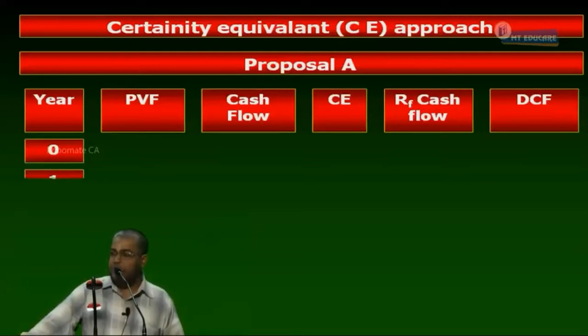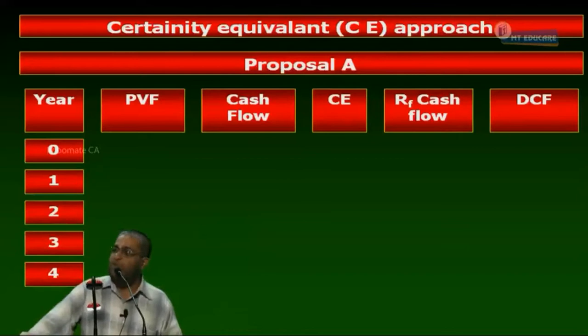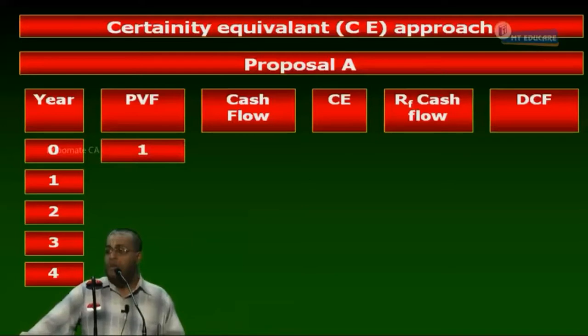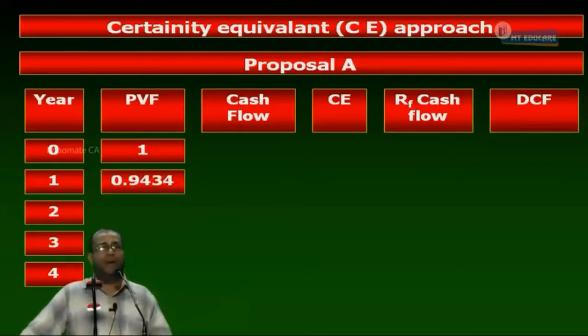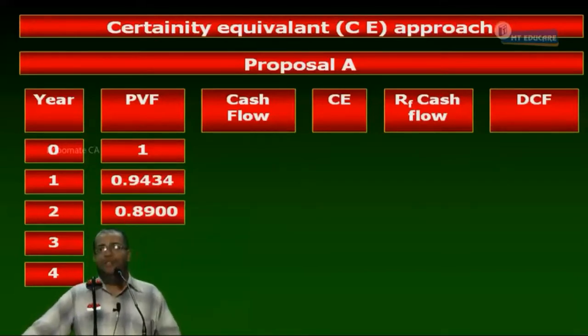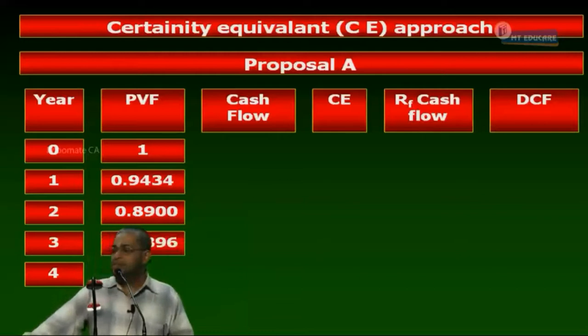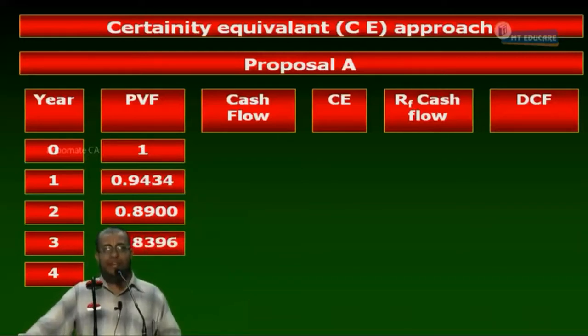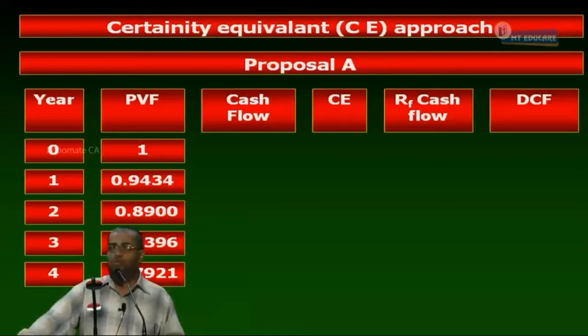Here 0, 1, 2, 3, 4. We'll add all the things together to find out the NPV straight away, not to find out discounted inflow and outflow. Year 0, 1, 2, 3 and 4. What is the present value factor for year 0? 1. You should discount it using 6%. Take the calculator, 1 divided by 1.06, you get 0.9434. Last problem also 6%, got about 0.9434. Next, 0.8900. Next, 0.8396. And then last, 0.7921.